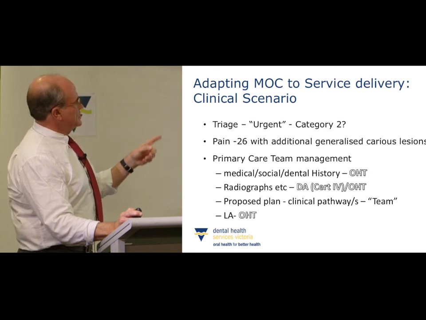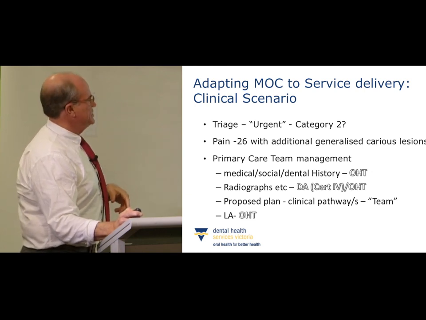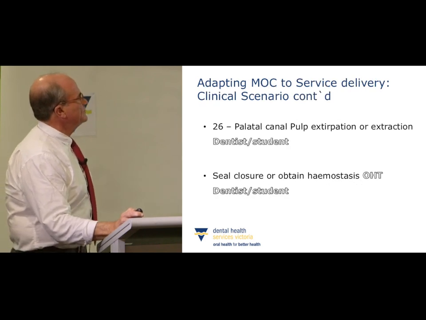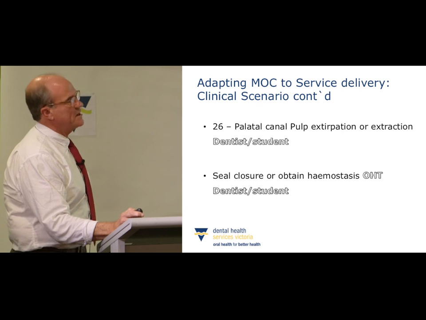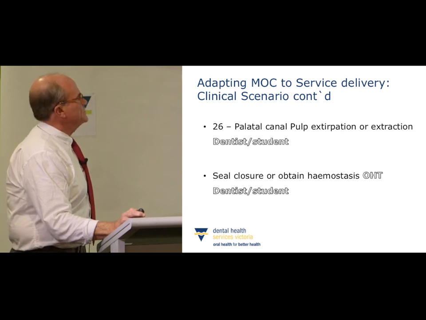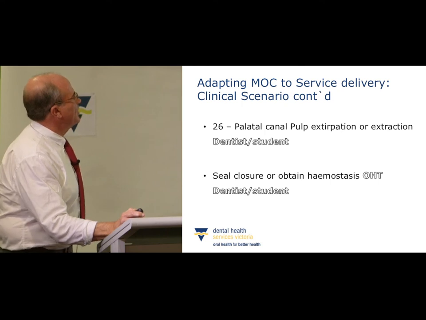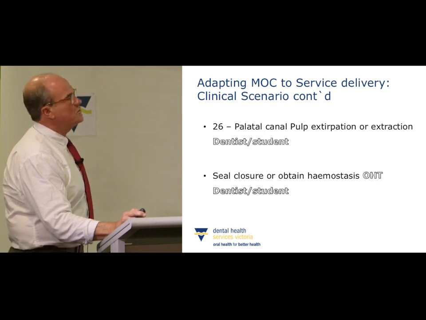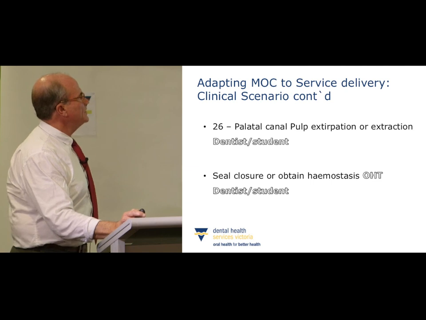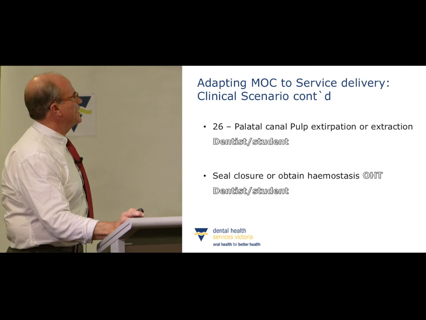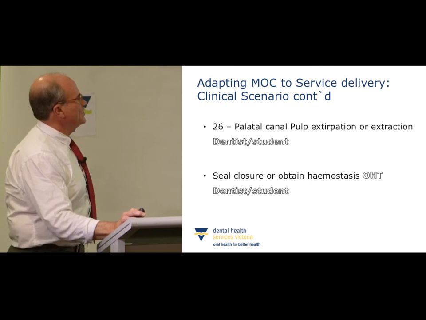The pain was in the 2-6, so the LA was given by the OHT, not the dentist. The 2-6, the palatal canal, could have been either, depending on whether the tooth was wanting to be saved or extracted, could be done by a dentist or a student. But the pulp of the one canal was just removed. So you don't spend a lot of time on it because you don't know whether the tooth's going to be extracted. You just remove the palatal canal, dress that, pain's gone, or you extract the tooth.